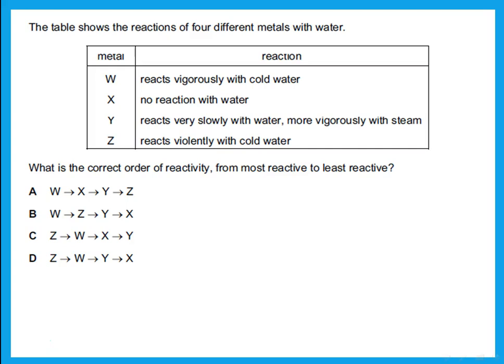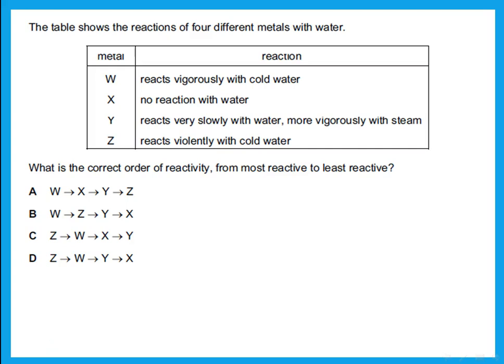The table shows the reactions of 4 different metals with water. Remember, how vigorous the reaction is determines the reactivity. So, which of these is the most reactive? He says one reacts vigorously with cold water, the other one no reaction, one reacts very slowly, and the other one reacts violently with cold water. You should realize that if something reacts violently, this is more reactive than vigorously. So Z is more reactive than W.